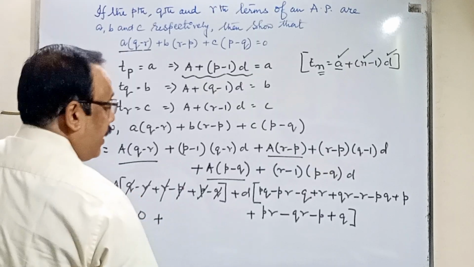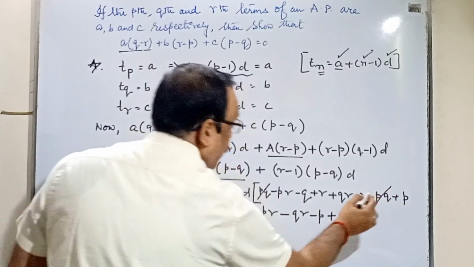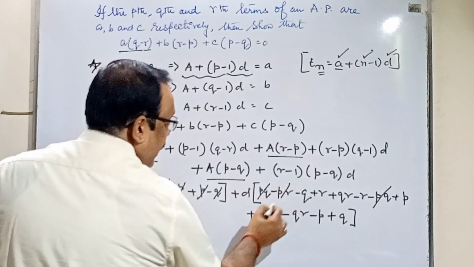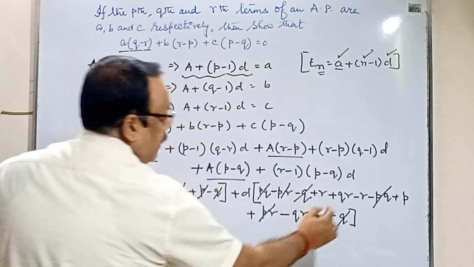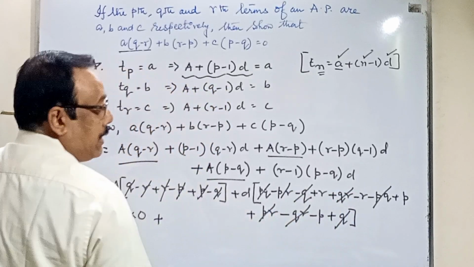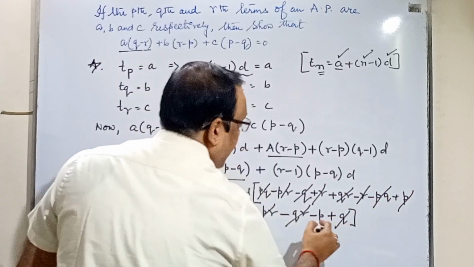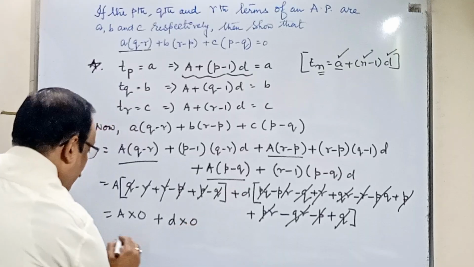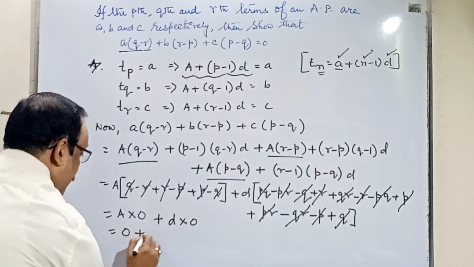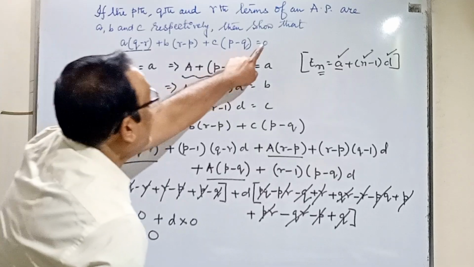Plus PQ minus PQ cancels. Minus PR plus PR cancels. Minus Q plus Q cancels. Plus QR minus QR cancels. Plus R minus R cancels. Plus P minus P cancels. This also gives me D into 0. So A into 0 is 0, plus D into 0 is 0. So this total is equal to 0, which I needed to prove.